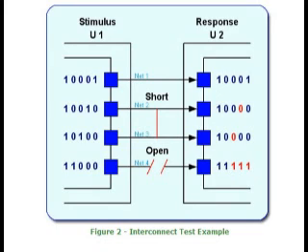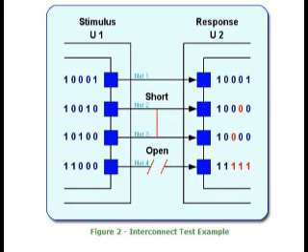U1 includes 4 outputs that are driving the 4 inputs of U2 with various values. In this case, we assume that the circuit includes 2 faults, a short between nets 2 and 3, and an open on net 4. We will also assume that a short between 2 nets behaves as a wired AND and an open is sensed as logic 1.